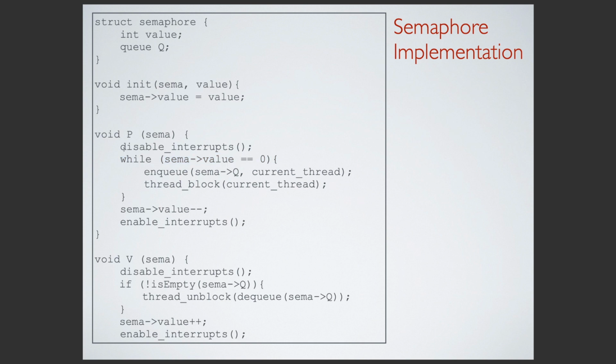So we do the same thing, right? I mean, we disable the interrupt. If it's 0, you're going to wait. You put yourself in a queue, and you're going to block yourself. As soon as you're unblocked, you take a ticket, and then you re-enable interrupt again. When you release the ticket, you disable the interrupt, and then if there is somebody in the queue, you unblock that person, and then you release the ticket and you re-enable the interrupt. That's exactly the same.